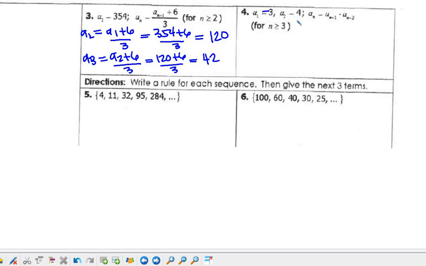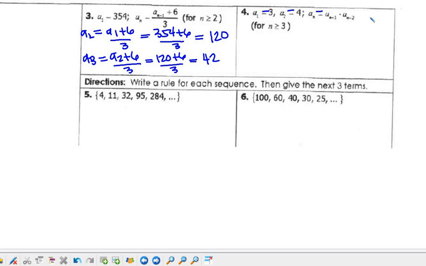So I don't know why all of these equal signs are so weird. But this time, we're given the first and the second term in order to find the third term. So we need the first and the second term. This goes back to the Fibonacci sequence, where we needed the first 2 to find the third, and then the second 2 to find the fourth, and so on and so forth.